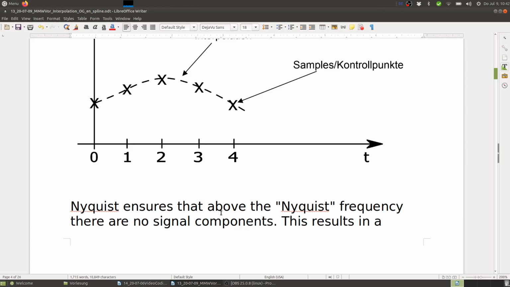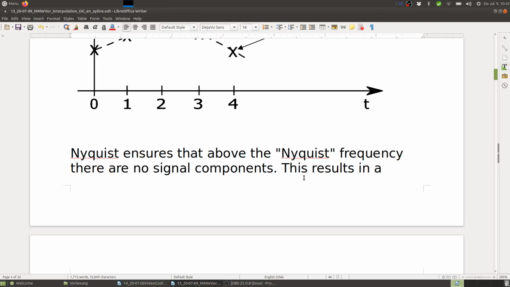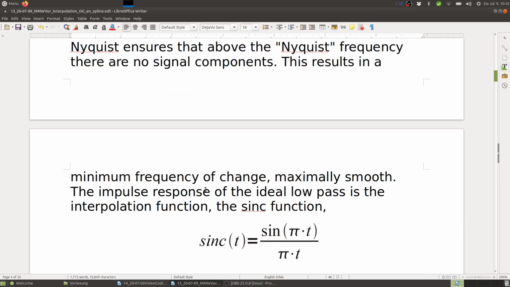So Nyquist ensures that above the Nyquist frequency there are no signal components, which means the signal that we sample is very smooth to begin with. Right? So the function that we sample is very smooth. This results in a minimum frequency of change, which means we have a maximally smooth function. This is also true for the interpolated curve, which has the same smoothness. Actually, Nyquist tells us that they are the same. The reconstructed interpolated curve is the same as the original smooth curve that we sampled, if both are the result of this ideal low-pass filter.